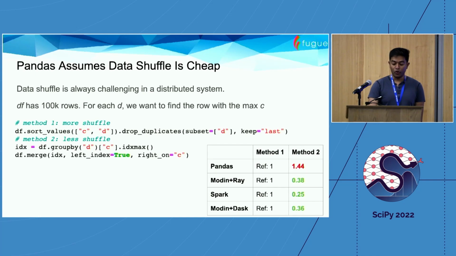In terms of performance, we can see that Pandas is actually worse using method 2 versus method 1. However, all distributed systems show a distinct advantage using method 2 compared to method 1. And that is because there is less shuffling involved in method 2.